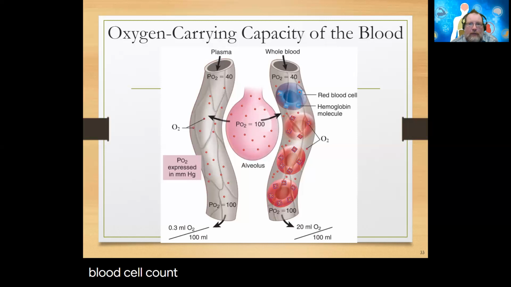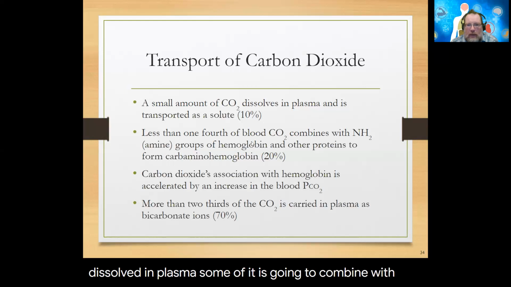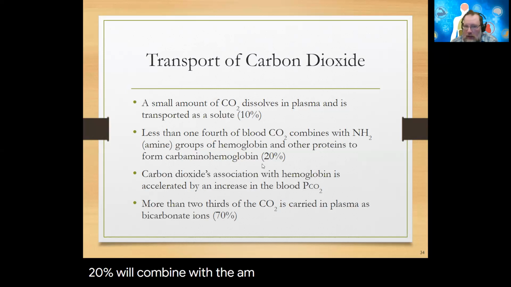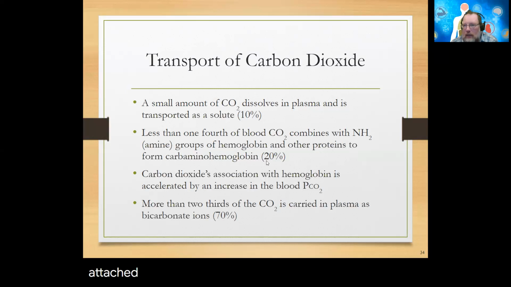So anyway, CO2, some of it's going to get dissolved in plasma. Some of it is going to combine with hemoglobin, less than a quarter of carbon dioxide. So about 20% will combine with the amine groups of the hemoglobin, as well as other proteins. We get what's called carbaminohemoglobin. Kind of a mouthful. Carbon dioxide attaching to an amine group on the hemoglobin is all that means. So it's about 20%.